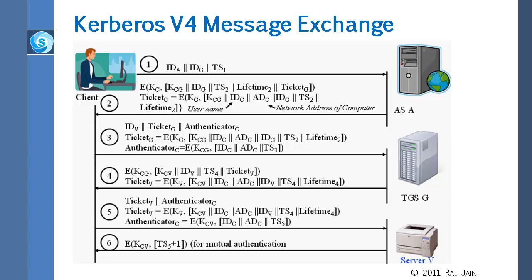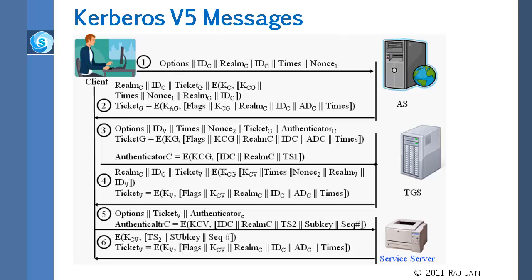All right, Kerberos version 5. So now let's look at the messages. We just finished the 11 things, but let's see. So the first message, which is not encrypted, has these things. It has options, IDC, realm C, IDG, times, and nonce 1. The options might include that I want proxy and I want long term and whatever else you want. So there are many options that we'll talk about, but those are the things which we tell the AS that this is what I need my ticket to have.